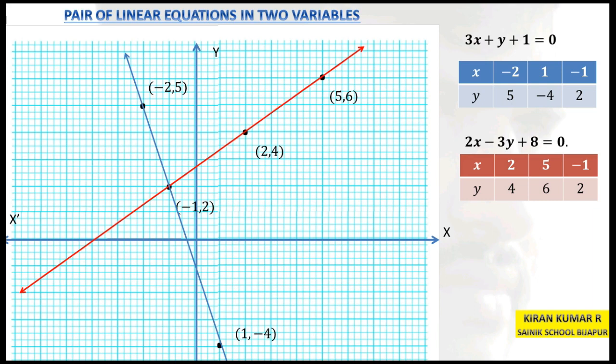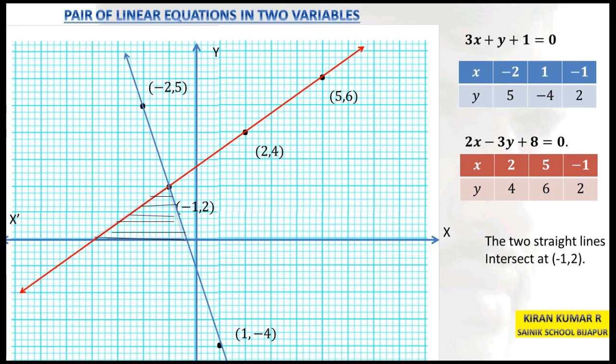In the question, they had asked to shade the region between the two lines and the x-axis. This is the region. I have drawn lines there. So we can say that the two straight lines are intersected at minus 1, 2, and minus 1, 2 is the common solution.